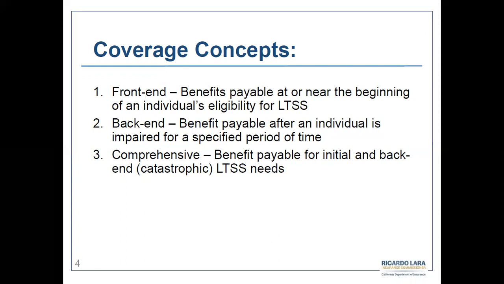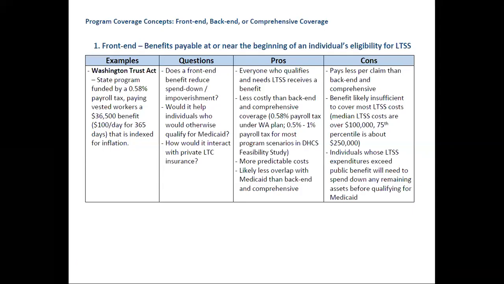So front end may be a bit more egalitarian. If you pay into the program, or if you qualify for the program, and you have a need for long-term care, you have a very high likelihood of receiving some sort of payment. A back-end program is going to be targeted more for those people who have longer, more costly claims, so a bit more targeted towards that needy population. An example of a front-end benefit is the Washington Trust Act. It pays out $100 a day for 365 days, and after that, the benefit is exhausted.